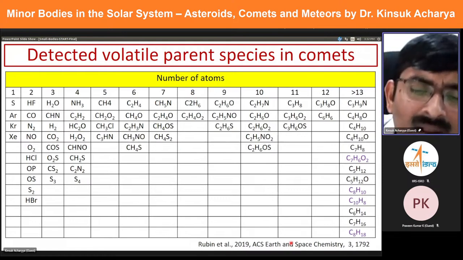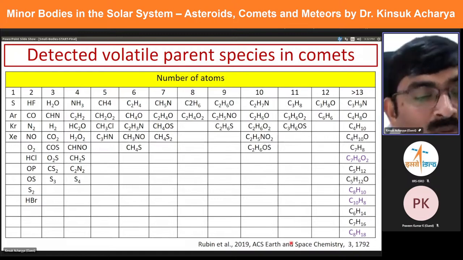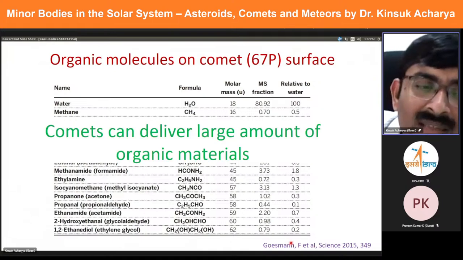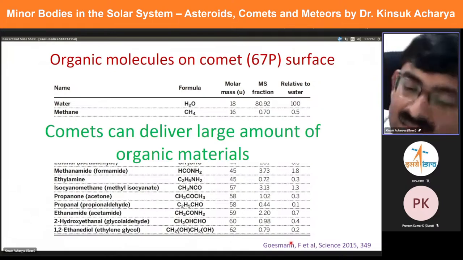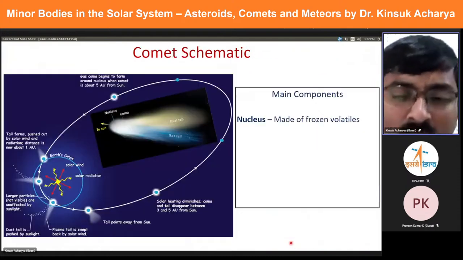And these organics are found in the atmosphere or the coma of the comet, and you can also find them in the cometary nucleus. So what you can see is that these comets can indeed deliver large amounts of organic materials, like asteroids. So now let us look into a little bit more detail.